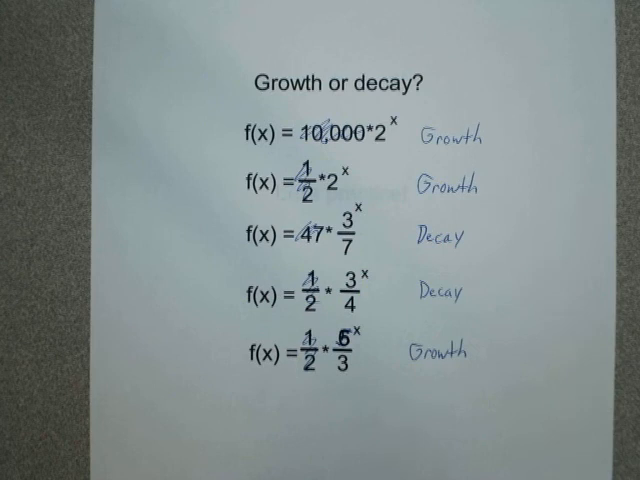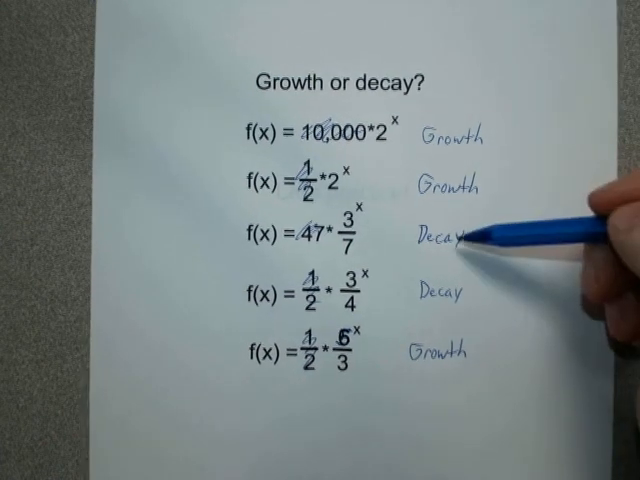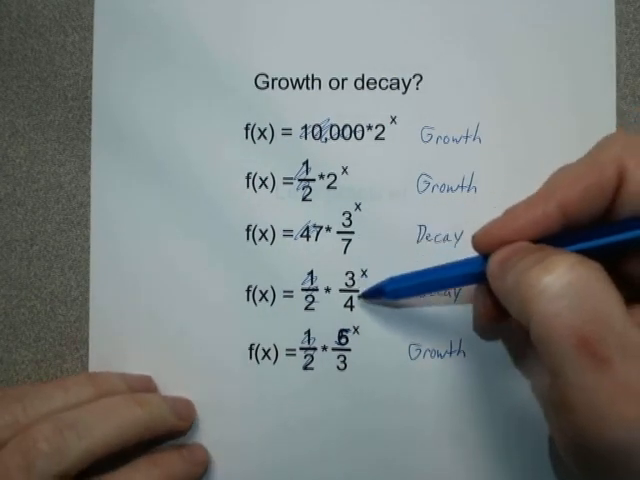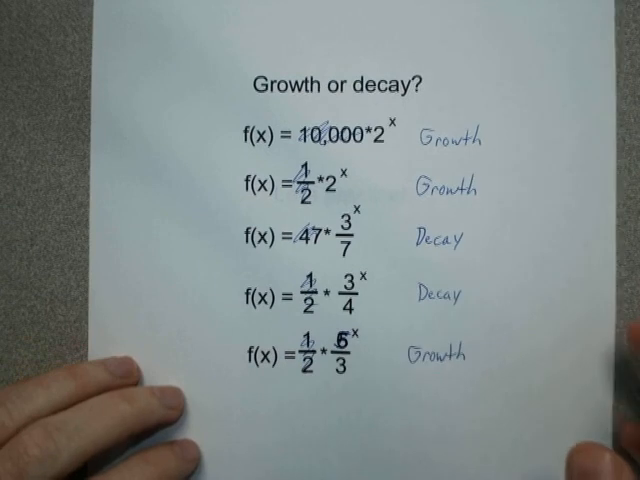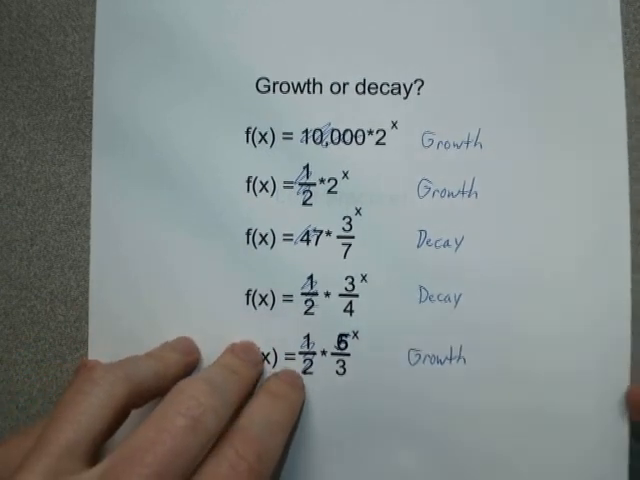It has nothing to do with is it a fraction. Please get that in your head. It is not is it a fraction. Is it bigger than 1? 5/3 is bigger than 1, so this is growth. Then here in these 2 decay questions, 3/7 is smaller than 1 and 3/4 is smaller than 1. So it is decay. You need to be able to identify, are you looking at growth or decay?